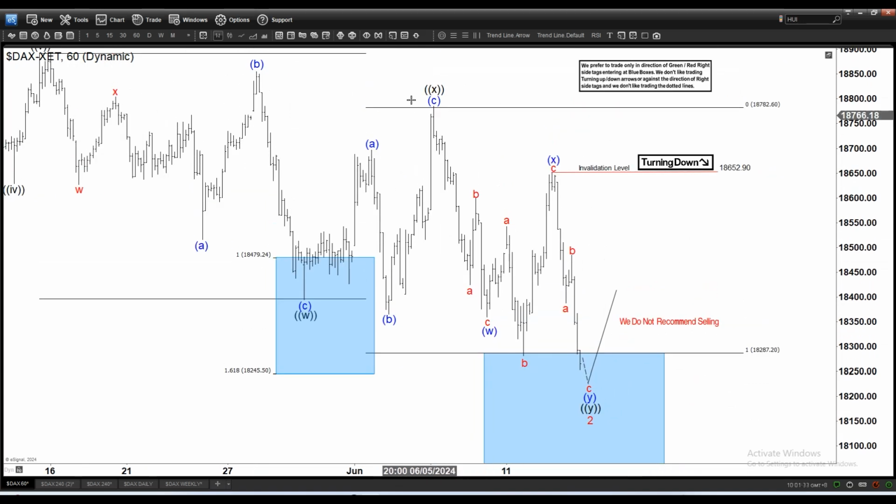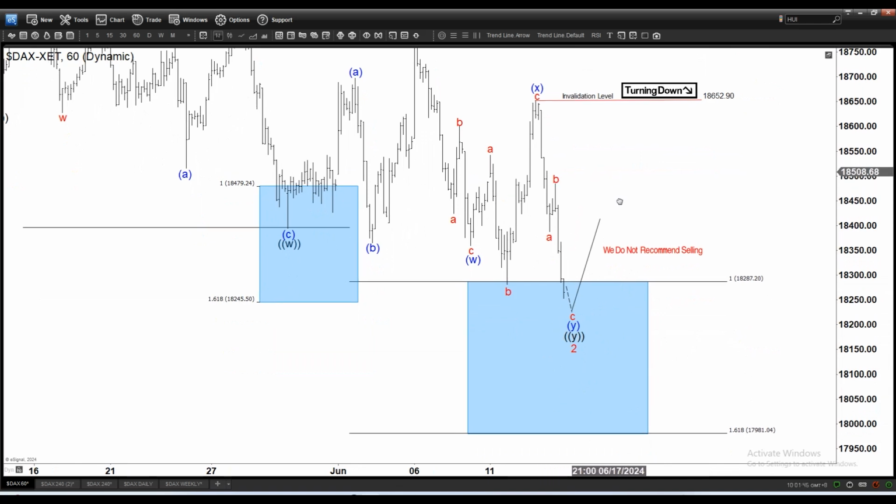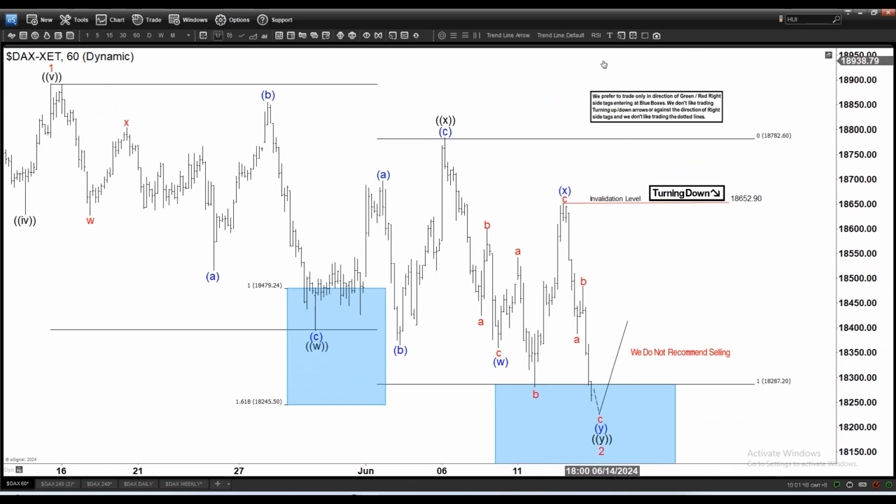Even during a flat like 1, 2, 3, 4, we should get a 4 anyway, even if we are going to extend lower one more time. Okay, so this is the support zone, and we'd like to see at least some sort of reaction from this area soon in 3 waves in the DAX. All right, so that's the update for today.